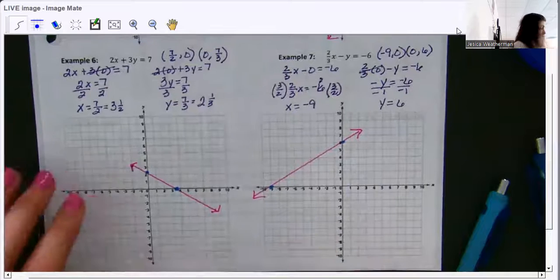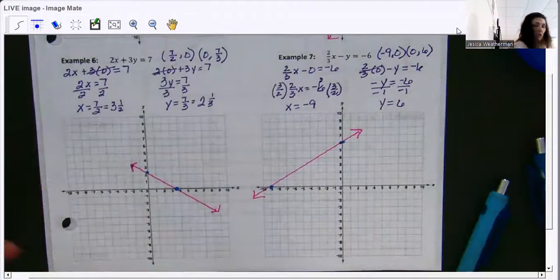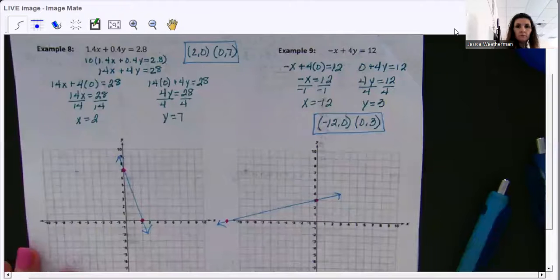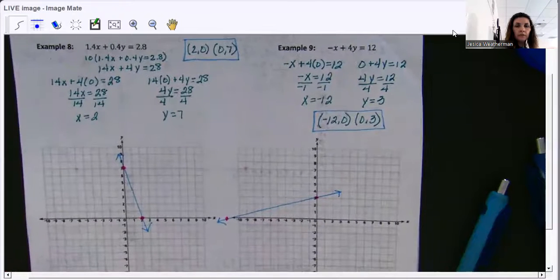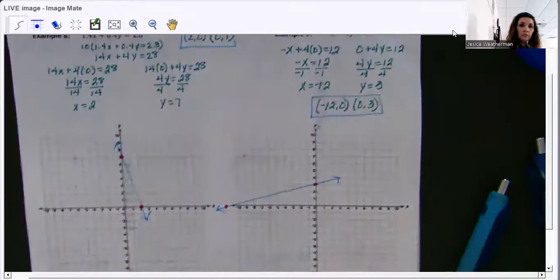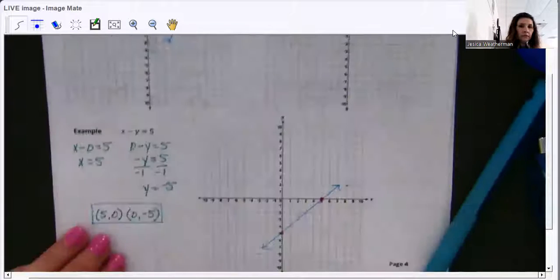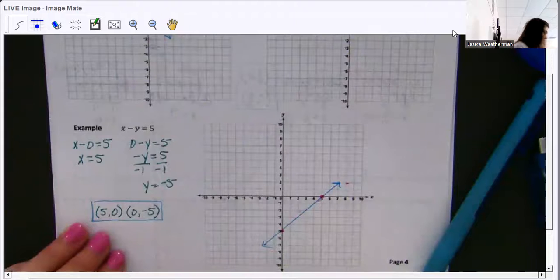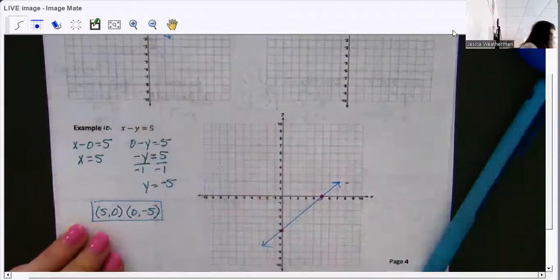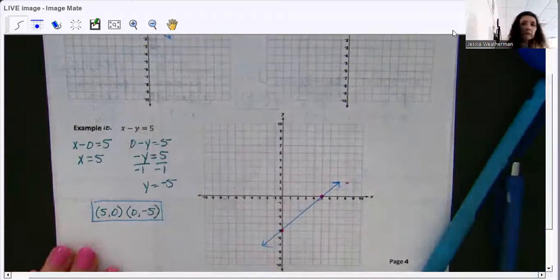Okay, now you're going to go ahead and do page 4 on your own, and then we'll come back and check those. Here are the answers to examples 8 and 9. And here is the example 10, which I forgot. All right, and that concludes lesson 3.2.